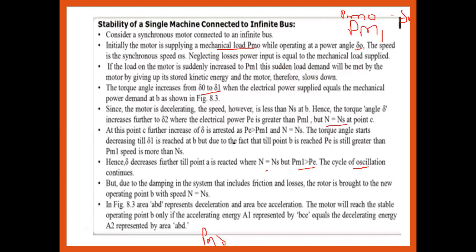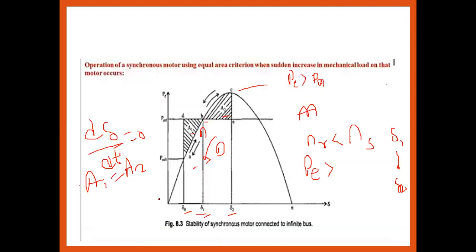So this is a different deceleration, this is a different acceleration. The motor will reach the stable operating point only if the acceleration energy A1 is equal to the deceleration energy A2. Means the motor is stable when A1 is equal to A2. So this condition should be satisfied, d delta by dt equal to 0 for any value of delta, when a sudden increase in the mechanical load on the motor occurs.